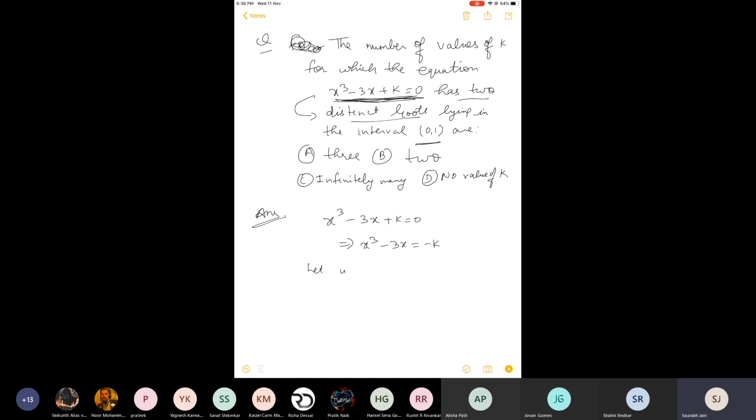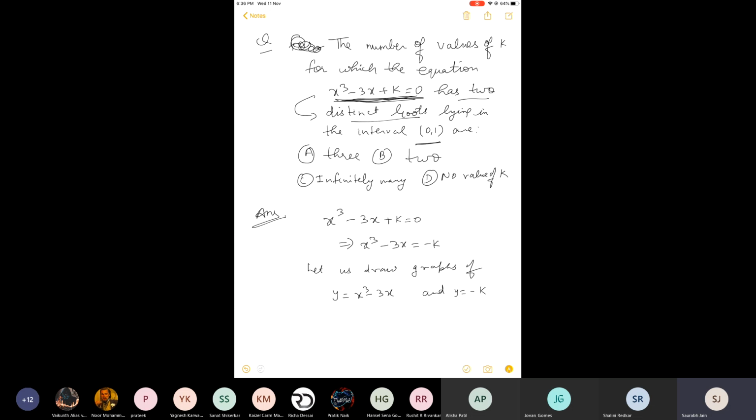So this is one old concept we studied in functions. If you have an equation where f(x) equals g(x) and they want you to find the number of solutions, you draw the graph of y equals f(x) and y equals g(x) on the same plane, and you see at how many points both the graphs are cutting each other. So it is something like that. Let us draw graphs of y equals x cube minus 3x and y equals minus k.